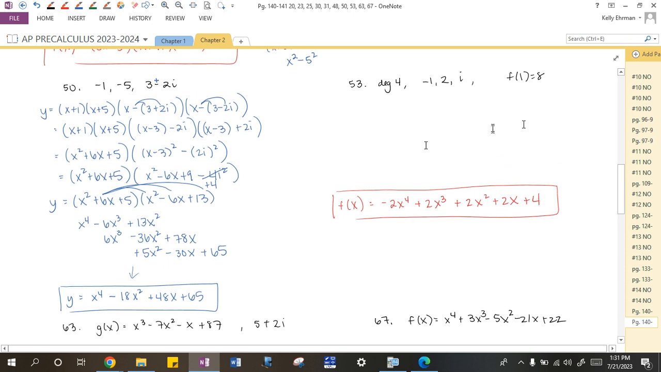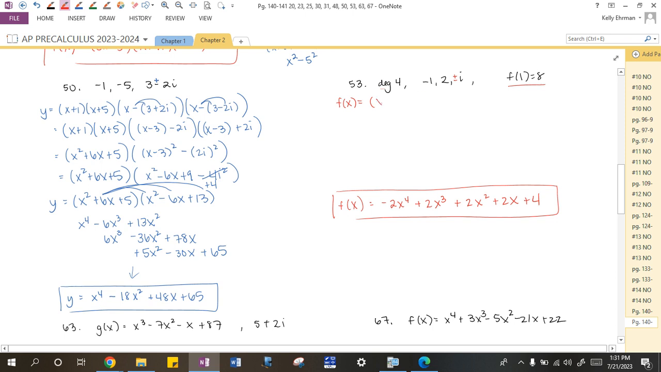Okay, for number 53, it's like 48 and 50, but one more detail. We did this in our notes. You've also got to make sure that you can satisfy the point (1, 8), or f of 1 is equal to 8. So we're going to have a degree 4 polynomial. We're given 3 of the zeros. Remember, i really means plus or minus i.